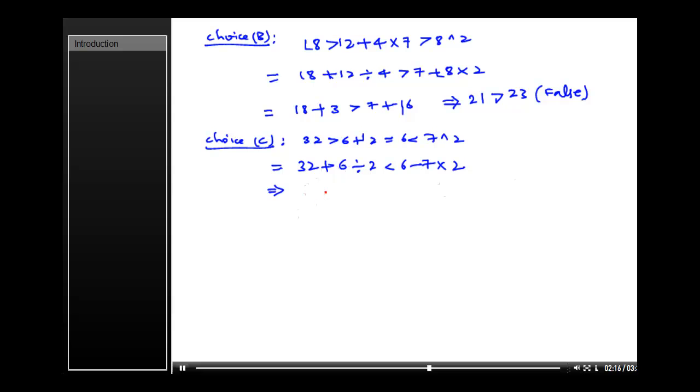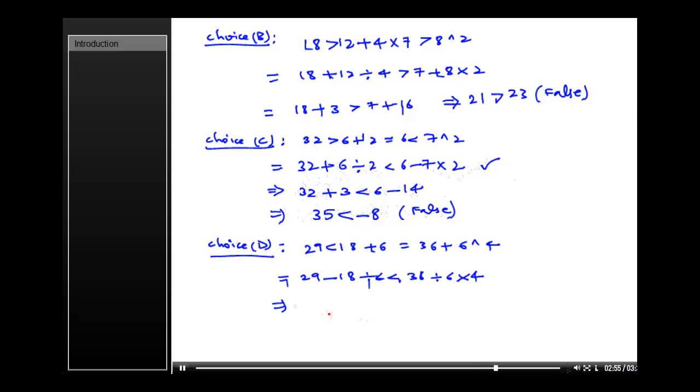On changing the symbols given in the expression of choice C, we get this expression. Therefore, applying the BODMAS rule, we get 32 plus 6 divided by 2 is 3, less than 6 minus, here also 7 twos is 14. This implies 35 less than 6 minus 14, which is a negative value, that is nothing but minus 8. Clearly this is false. Now we'll check choice D.